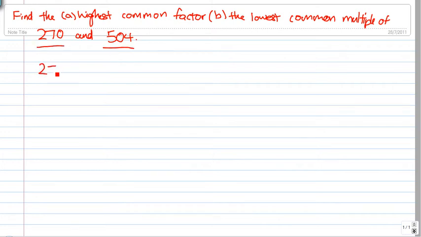Okay, so let's proceed to do prime factorization of 270. Can 270 be divided by 2? Now take note, you only divide it by 2, 3, 5, 7, 11, and it goes on and on, because these are all prime numbers. So you only divide it by prime numbers or prime factors. So 270 divided by 2 is actually 135.